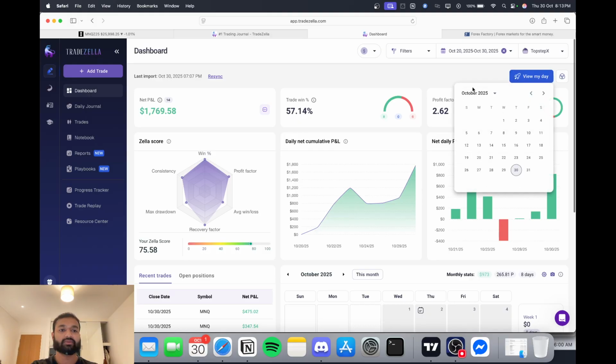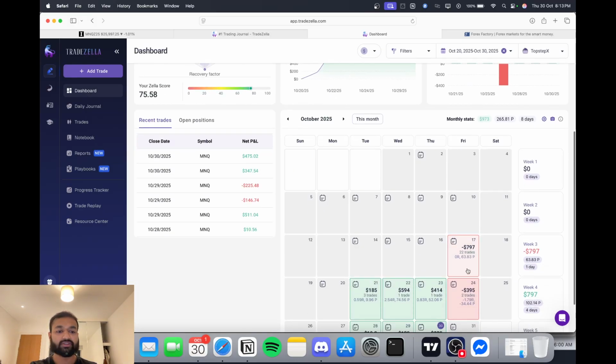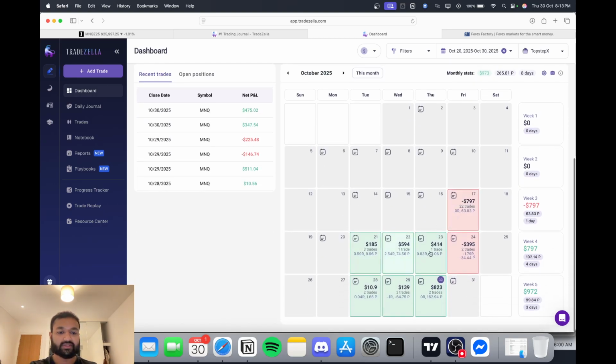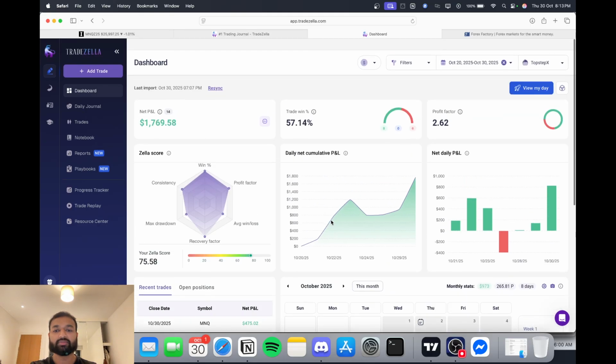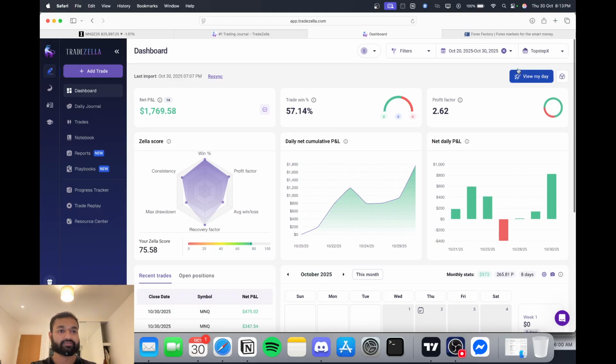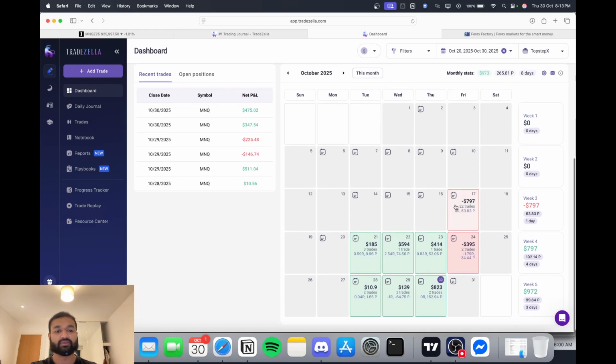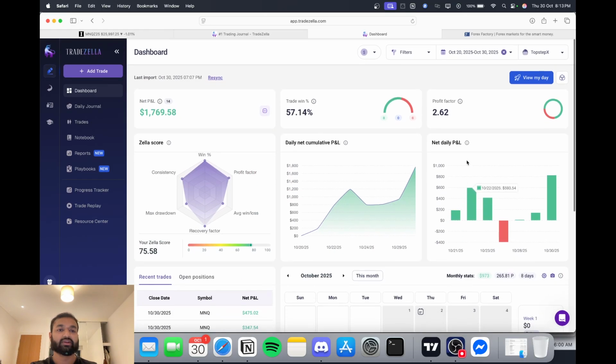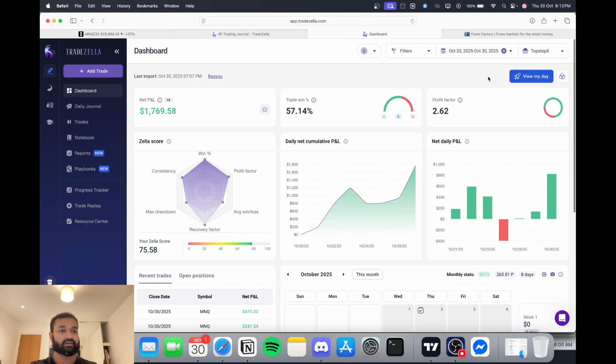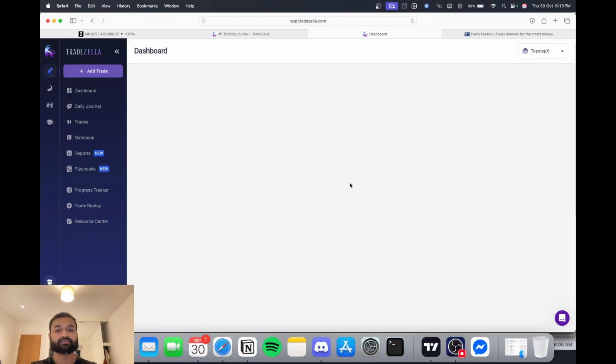So let me view my day. This is my current stats actually. If I ignore this day, which is the day that I was just gambling, this is when I started taking it seriously, where I had rules of 3 trades a day and 500 max loss limit. So 2.62 profit factor, 57% win rate, 1.7k profit. I wish I had just started a fresh account. Yeah, let's view my day.